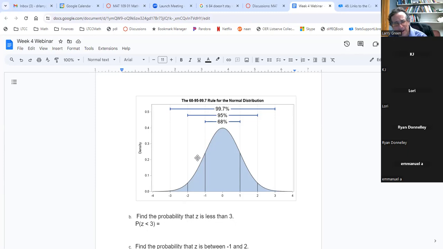So how do we find the probability that z is less than 3 without using any fancy calculator or anything? From the picture, there is one thing we know about 3. If you think about 99.7%, that's not the probability that z is less than 3. That's the probability that you're between -3 and 3. Do you see that?